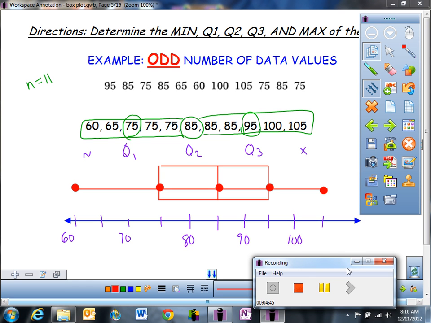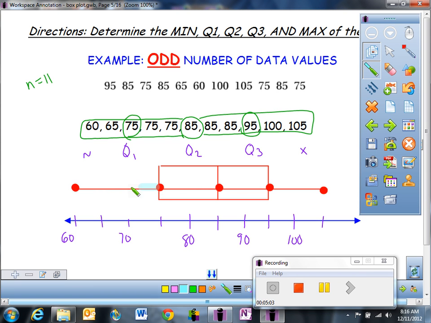Then I put my red dots at all of my identifiers: min, Q1, Q2, Q3, and max. And then I made my straight line, and then I made my box. So then I have my whiskers and my box. So what happens in our picture is we get the data to spread out here.